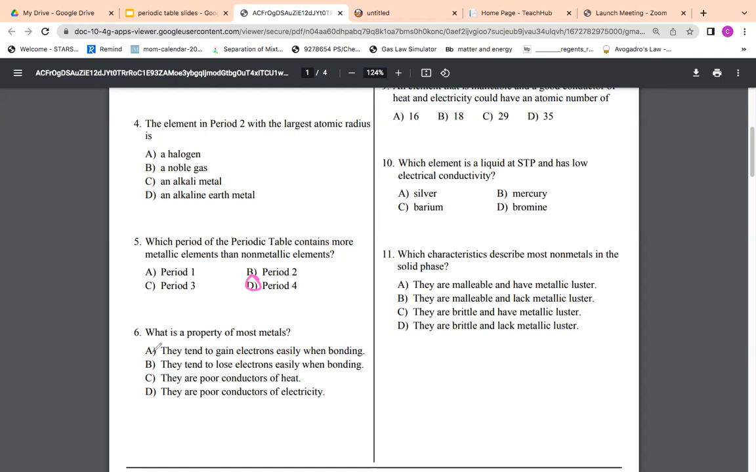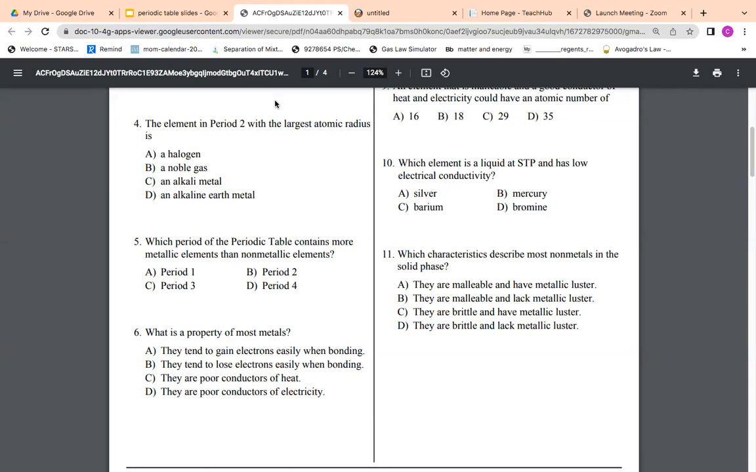All right, so A, they tend to gain electrons. No, that's describing nonmetals. B, they tend to lose electrons easily when bonding. That's the one that we want to go with. Metals love to get rid of their electrons so that their last shell can be filled. C, they're poor conductors of heat. That's not true. They're great conductors of heat, and they're also great conductors of electricity. So C and D do not make any sense. So you definitely want to go with choice B.